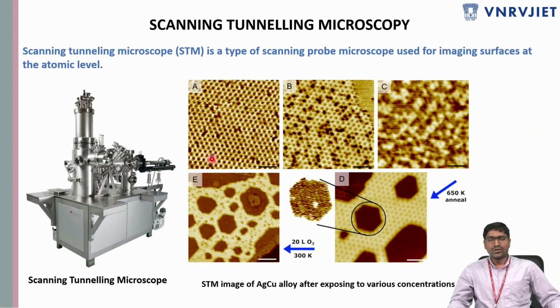Scanning tunneling microscopy is actually a probe microscope generally used for imaging of surfaces of various nanomaterials at atomic levels. Here we can see the exact image of the STM instrument, how it looks. The data collected on this instrument depict a nanomaterial in alloy form, that is a silver copper alloy. So we can see the atomic level information of this particular material.